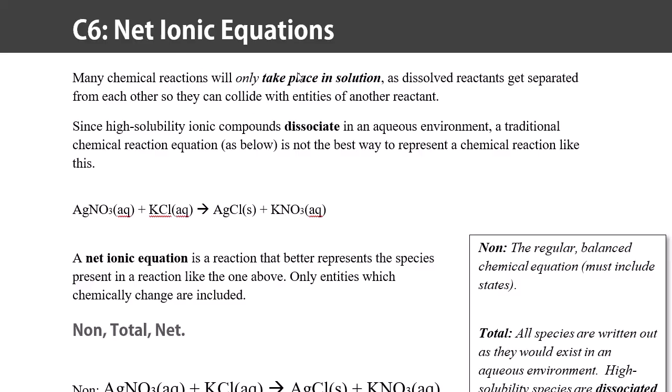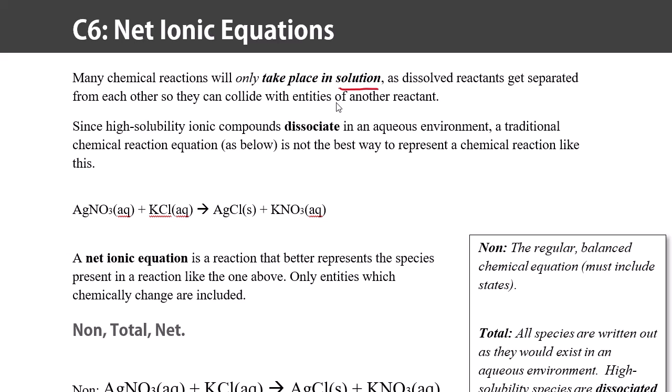So in order to drill down to just the parts of a chemical reaction that are reacting, we need to create a net ionic equation. A net ionic equation is going to show just the entities that are actually chemically reacting in a chemical equation. We'll consider chemical reactions that are taking place in solution here. And that's partly because lots of chemical reactions do take place in solution.